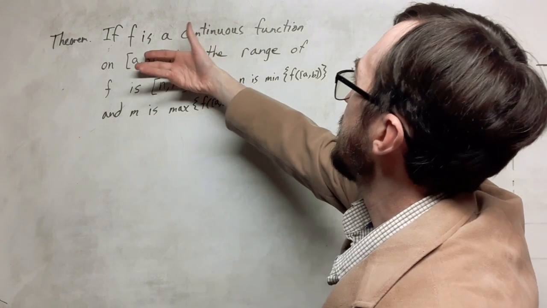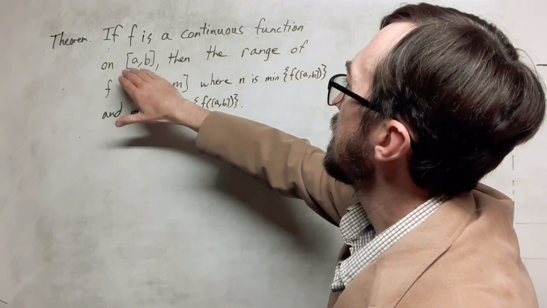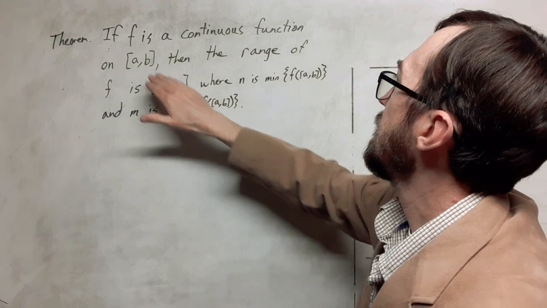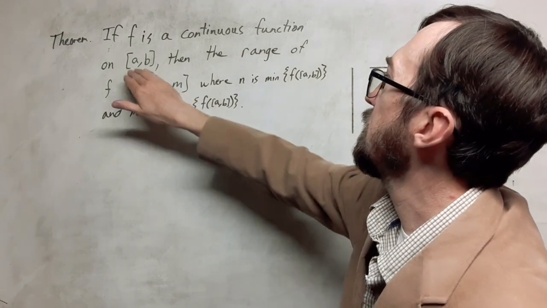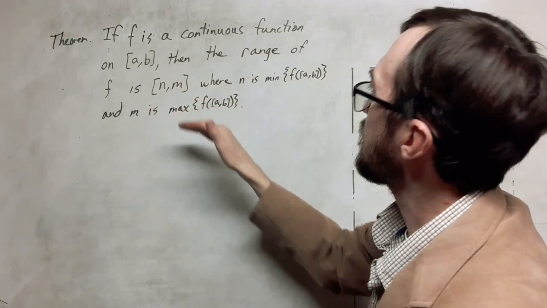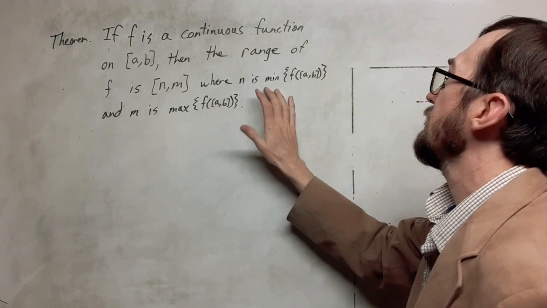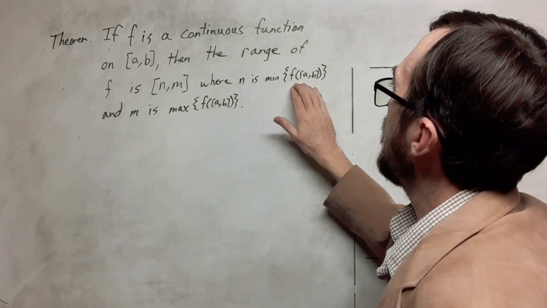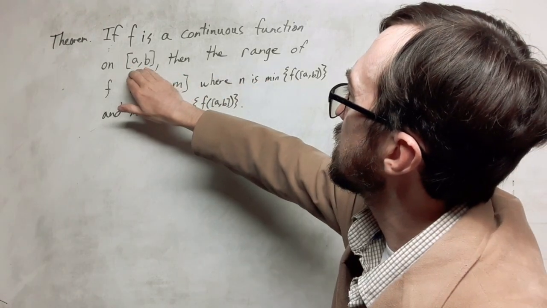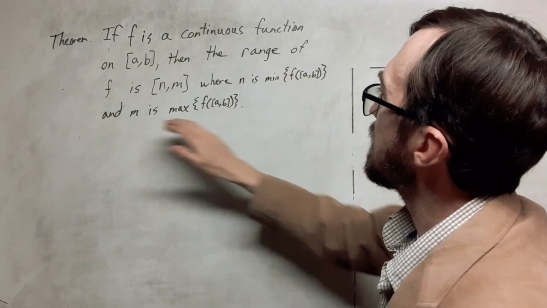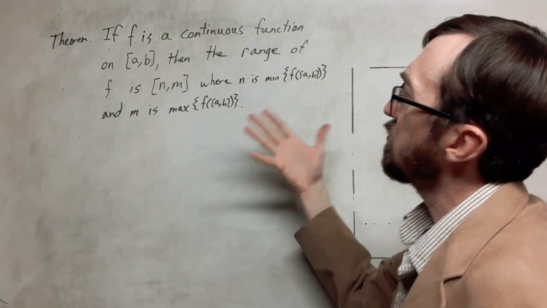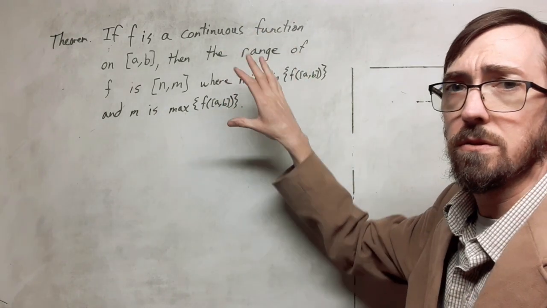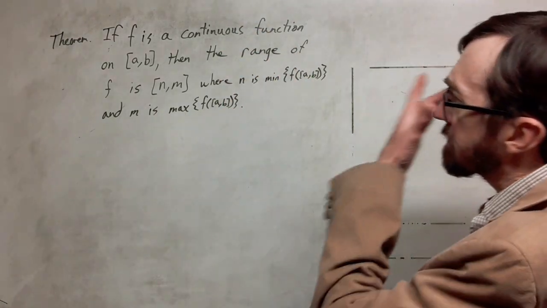It says that if we have this function, a continuous function over this interval, which is going to be our domain, then we know that its range is going to be of this form, which are both closed intervals. And then further, you can conclude that this value is going to be the minimum of all the function values when we look at all the values in A to B, and then M is going to be the maximum, which is kind of what we just discussed in the discussion of the lemma.